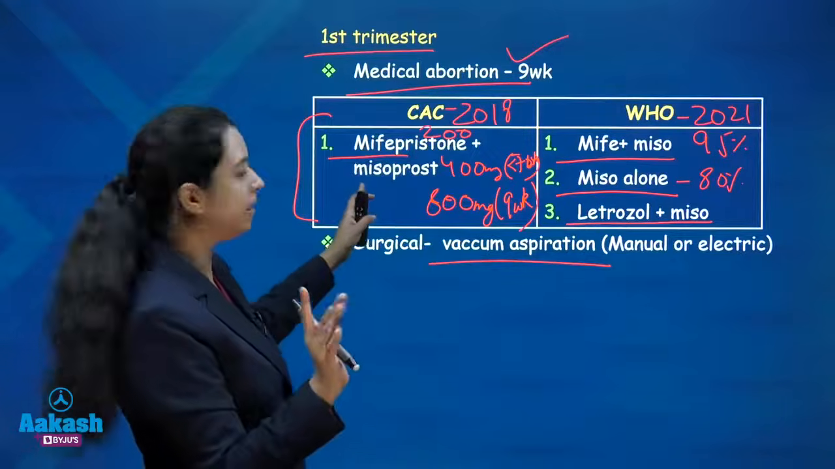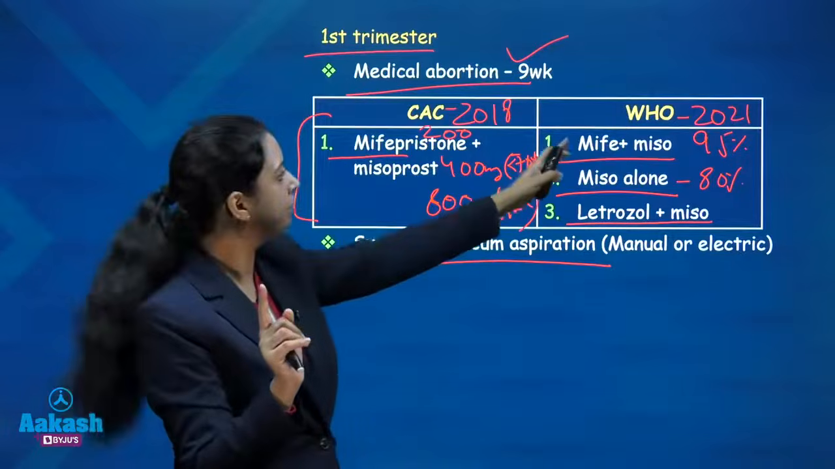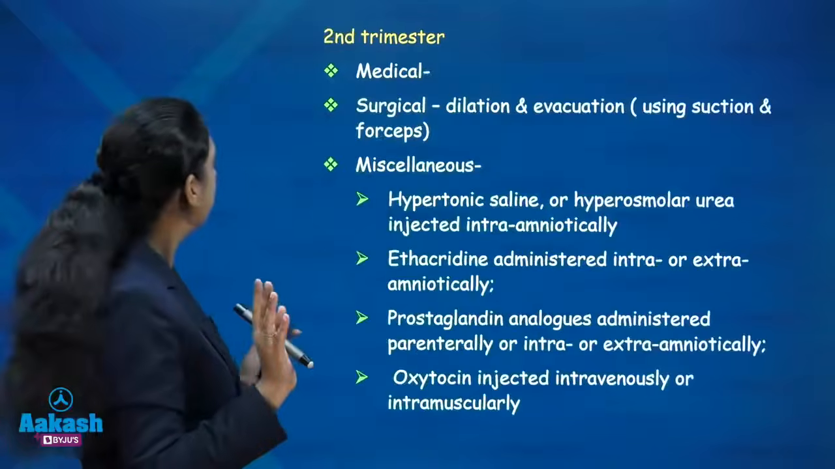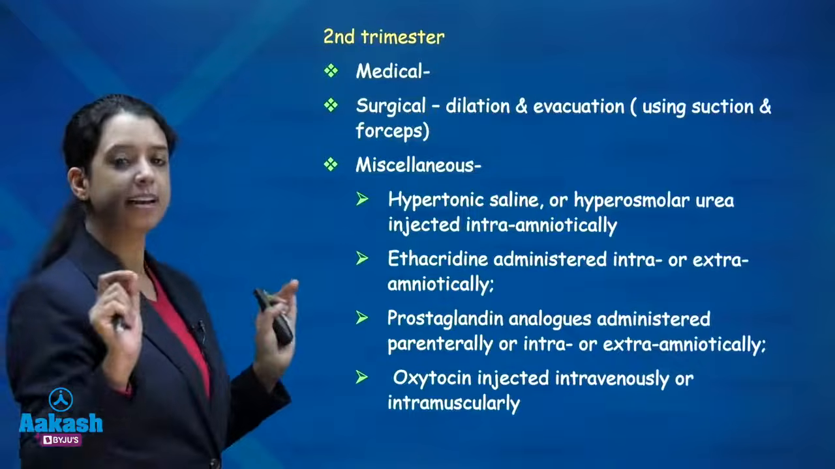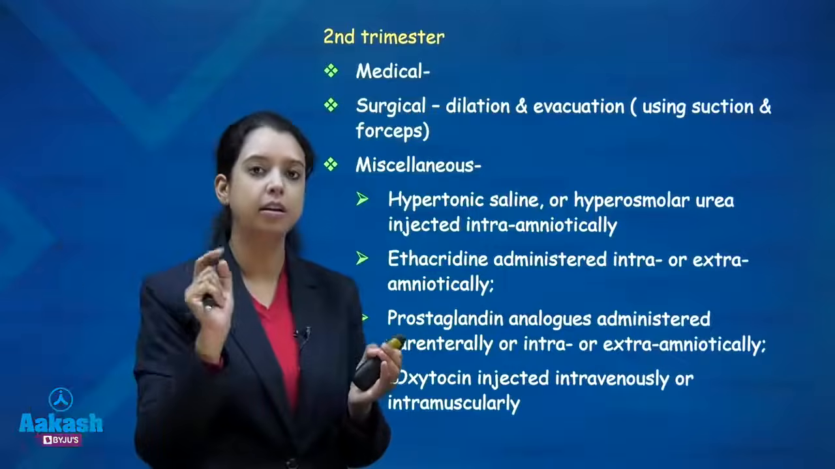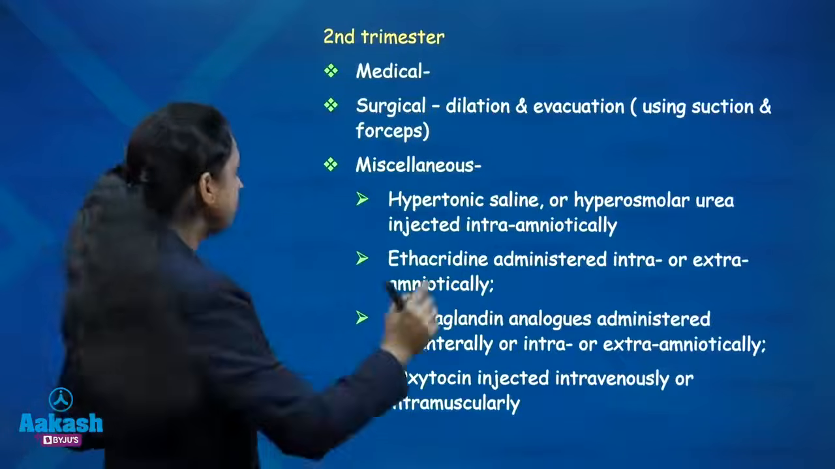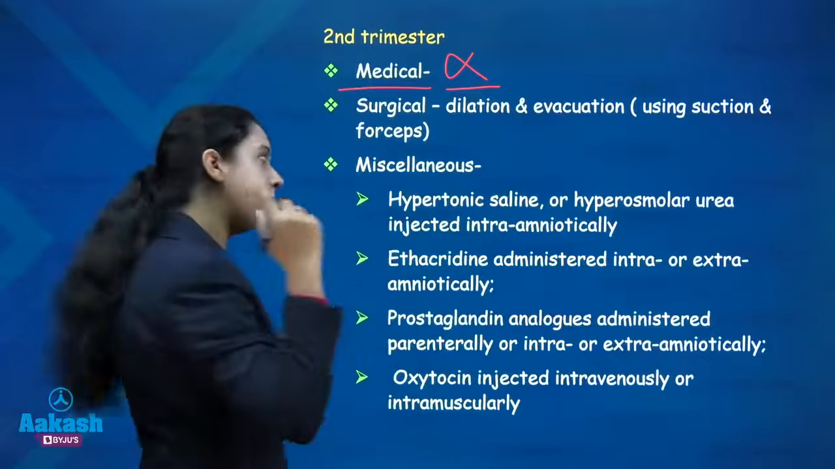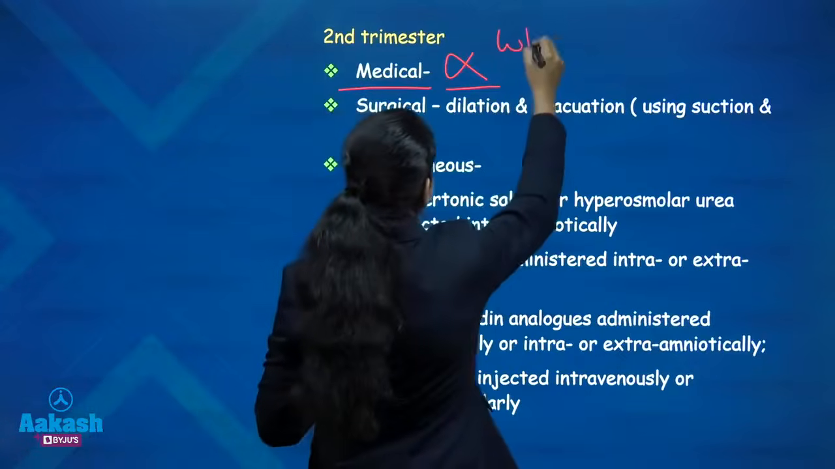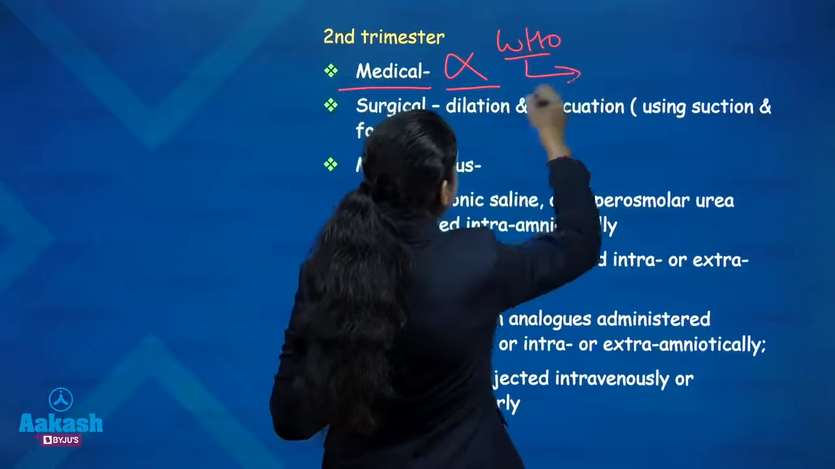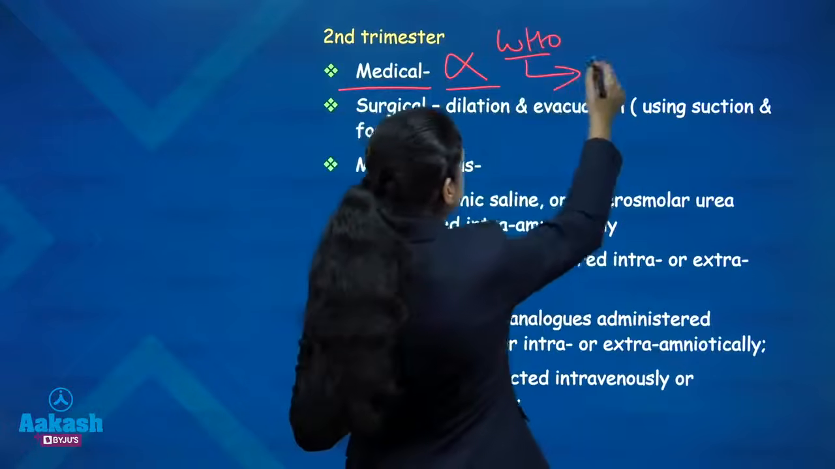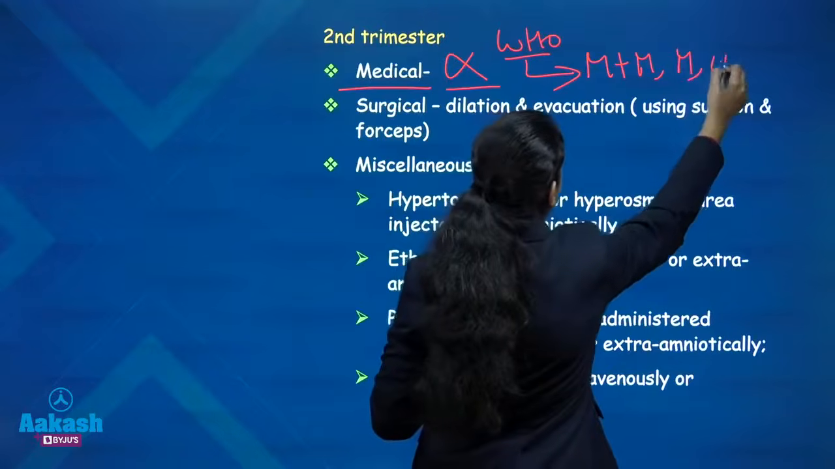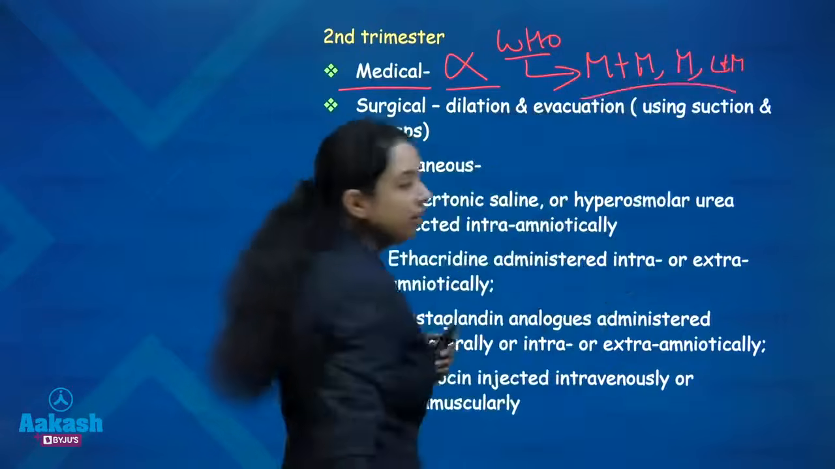By CAC, one method for medical termination. By WHO, three methods. Surgical method is one, vacuum aspiration. Second trimester. In second trimester in India, do we give medical method? No. According to CAC, the medical method is not given in second trimester. But WHO says you can safely give medical method in second trimester. Same three options: mifepristone plus misoprostol or letrozole plus misoprostol. You can give all.